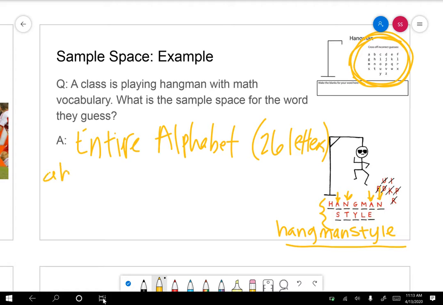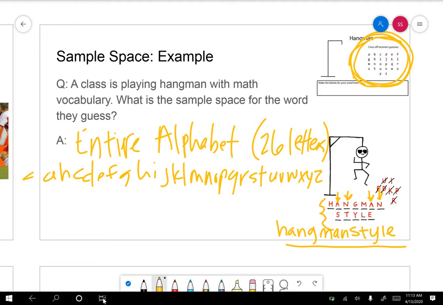Or if we're asked to list the sample space, we would actually have to write out the alphabet, right? A, B, C, D, E, F, G, H, I, J, K, L, M, N, O, P is taking longer than I thought. Q, R, S, T, U, V, W, X, Y, and Z. You guys know the alphabet. Okay. So again, it's the entire alphabet that is our sample space in this particular case, because we're not just saying, what is the sample space for spelling the phrase, right? We're saying, what is the sample space for guessing the phrase, right?